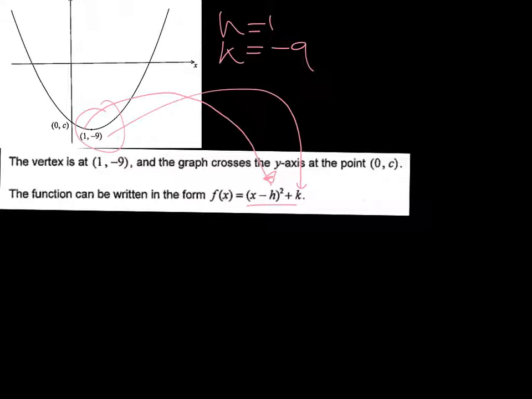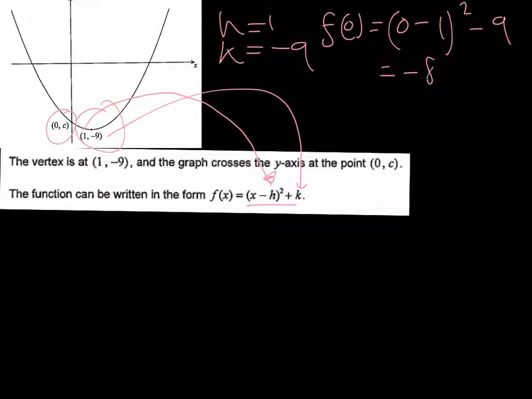In part B, then, we're asked to find the value of c here. So we're going to find the value of c when our input is 0. In essence, we're being asked to find f of 0, which is going to be 0 minus h, which we said is 1, all squared minus 9. Remember that I've got negative 1 and I square it, that's going to give me positive 1. So positive 1 minus 9 is going to give me negative 8, which is my answer for c.